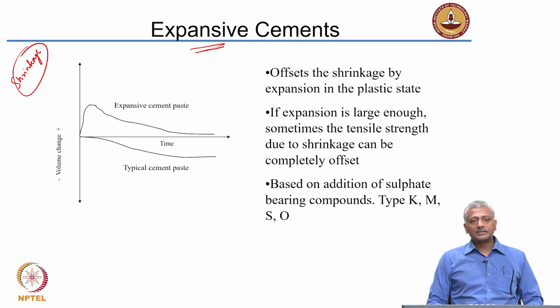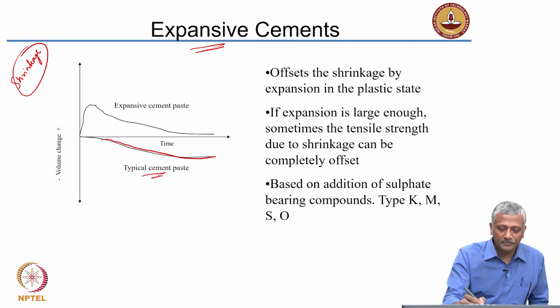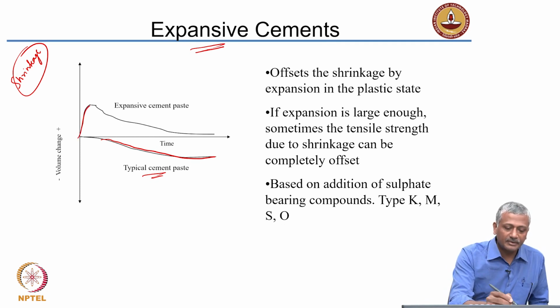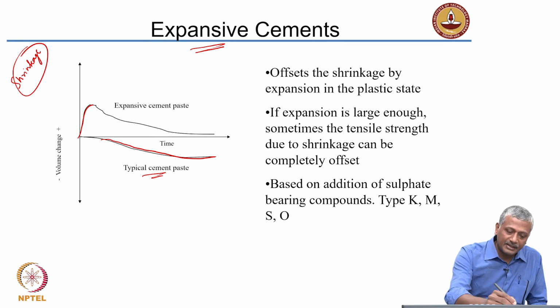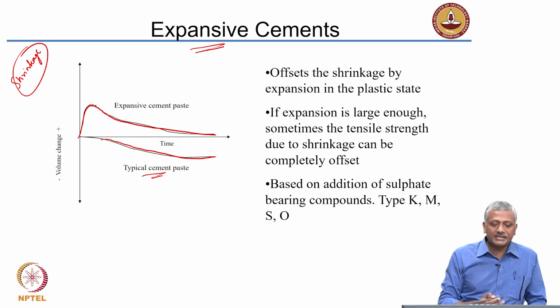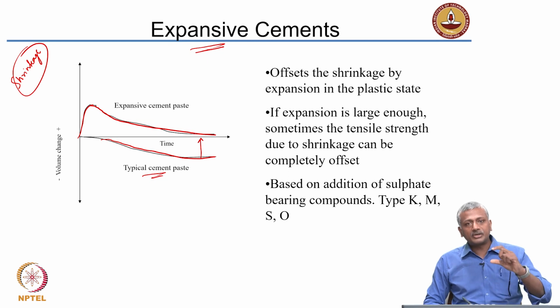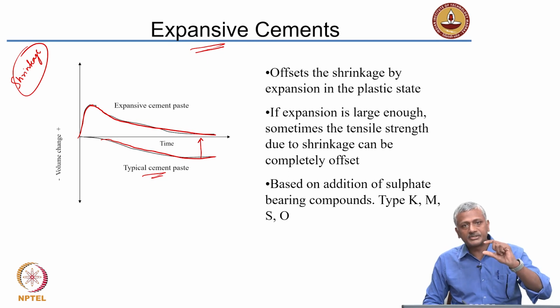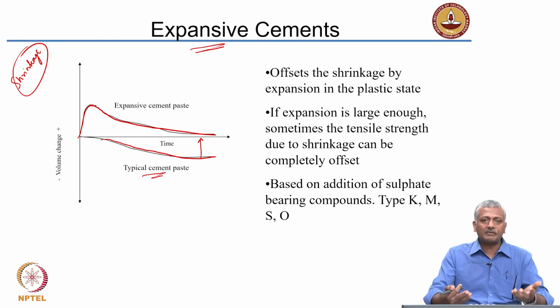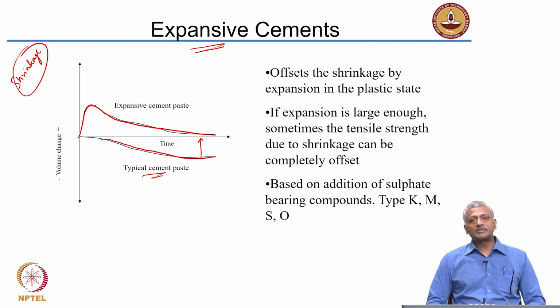What would happen is, in normal case, a typical cement paste would shrink with respect to time, right? Whereas an expansive paste will first expand when it's hydrating and then it will slowly shrink just like normal cement paste. But what is happening as a result? Your net shrinkage is being brought down significantly. The net shrinkage is being reduced significantly. That means the stresses that will be caused because of shrinkage will be reduced in an expansive cement paste.